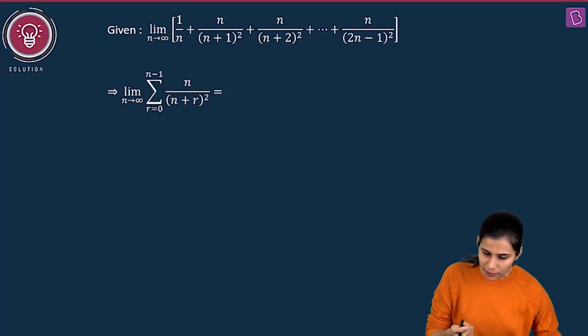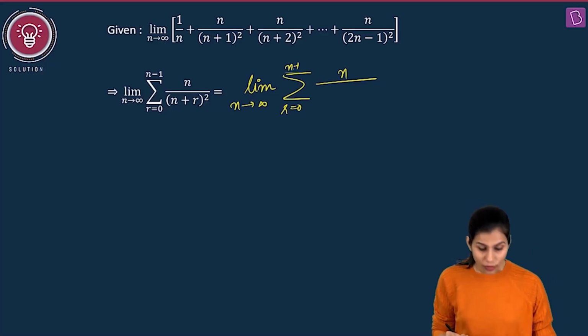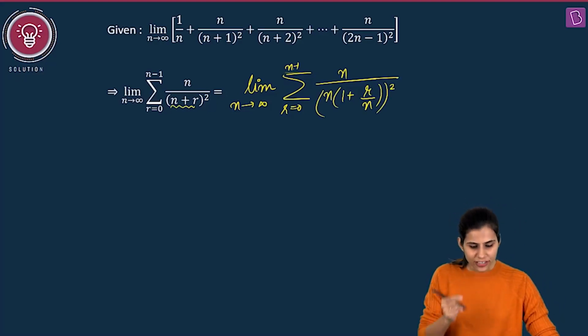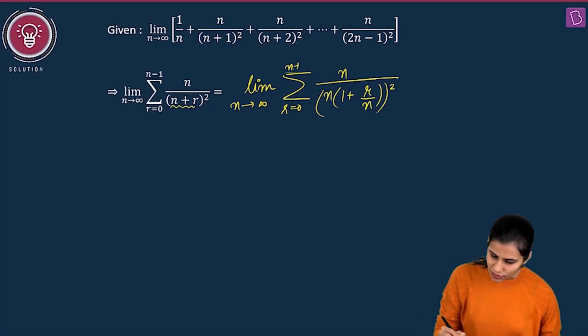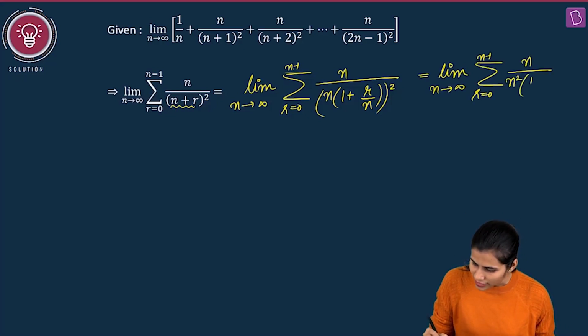In order to create r by n, what I'm going to do is, I won't disturb this limit. I won't disturb this summation. I won't disturb the numerator n. What I'm going to do is take n common from here. So this will give me (1 plus r by n) and all of this whole square. Did you see how easily I created r by n here? Now, this in the next step gives me limit n tends to infinity, summation r running from 0 to n minus 1, n upon n square into (1 plus r by n) whole square.